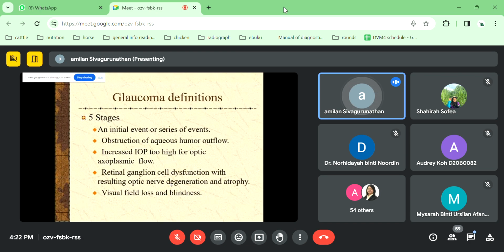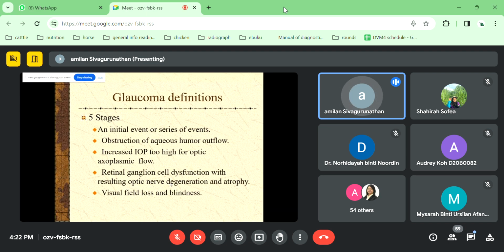So glaucoma has to be defined in 5 stages. It's a series of events. And basically, when there's an obstruction of outflow, so back to your question, once there's inflammation or uveitis, prostaglandins are released, your arachidonic acid cascade is active, there's destruction of the blood ocular barrier.